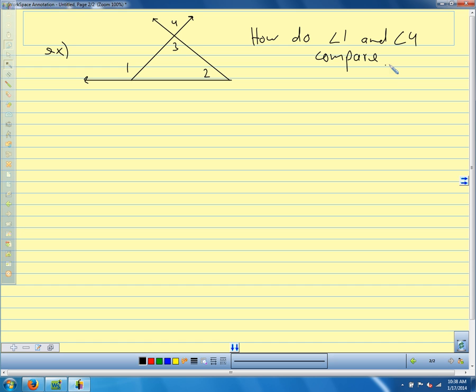No? Okay, let's back up one step. What do we know about, first off, let's look at angle 4. How do angle 4 and angle 3 compare? They're congruent because they are vertical angles. Very nice. So angle 4 is congruent to angle 3, and that's because we have vertical angles.